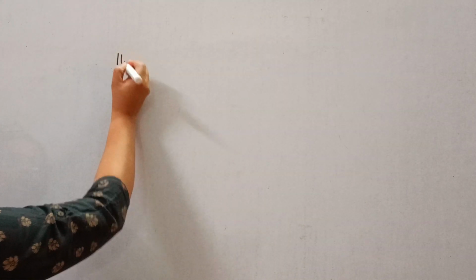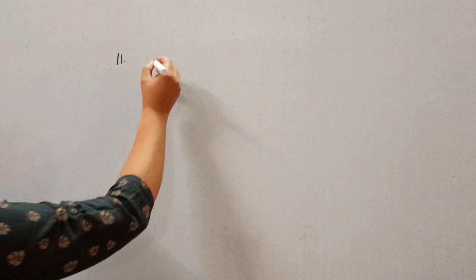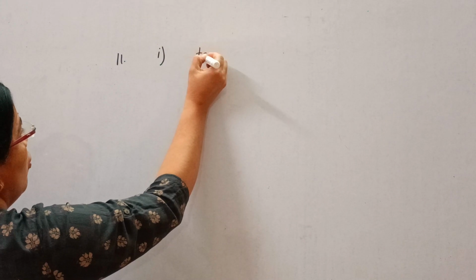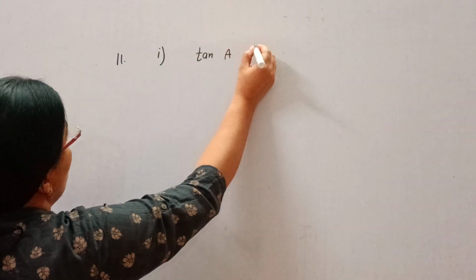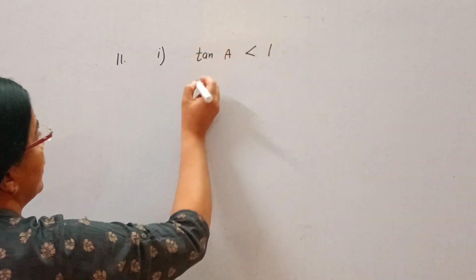And the question number 11 is, state whether the following are true or false and justify your answer. The first part is the value of tan A is always less than 1. The value of tan A is always less than 1.